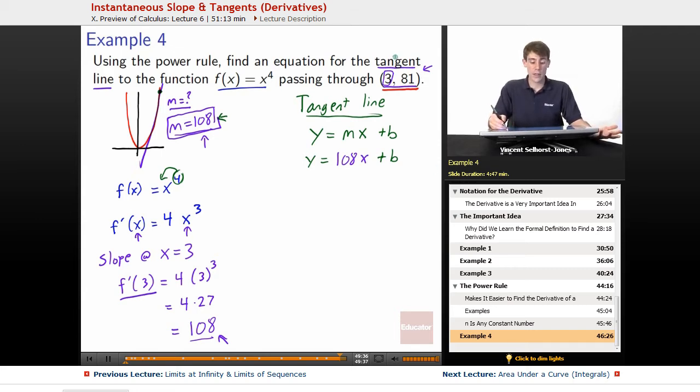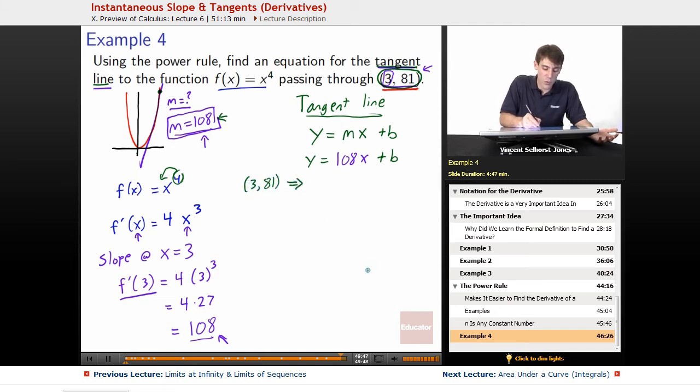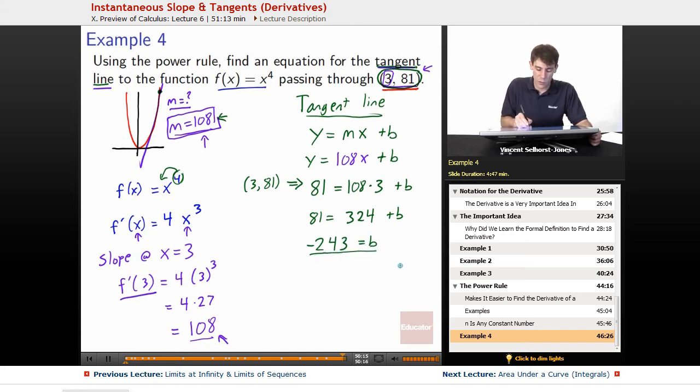Well, do we know any points on that line? Yeah, we're looking at the tangent line, and we were told that the tangent line passes through the point (3, 81). So we can plug in the point (3, 81), because our tangent line has to pass through the one point that it barely feather touches on that curve. So we plug in (3, 81): 81 for our y value equals 108 times 3 for our horizontal value x, plus b. 81 equals 108 times 3, that comes out to be 324, plus b. 81 minus 324 is negative 243 for our b. So now we know negative 243 equals b.